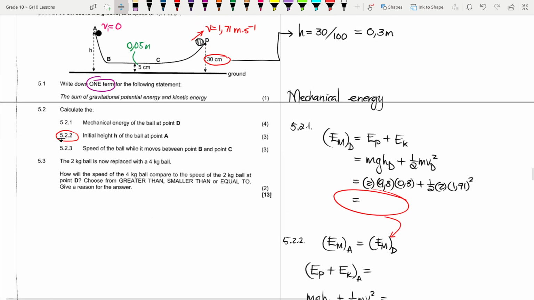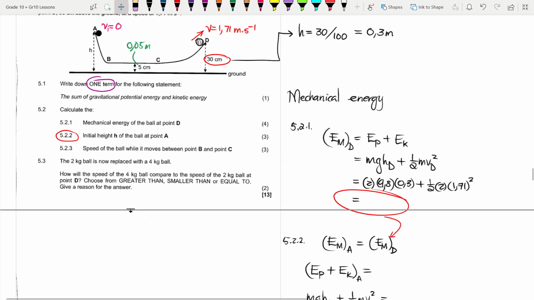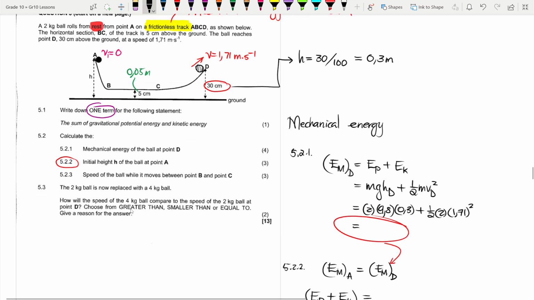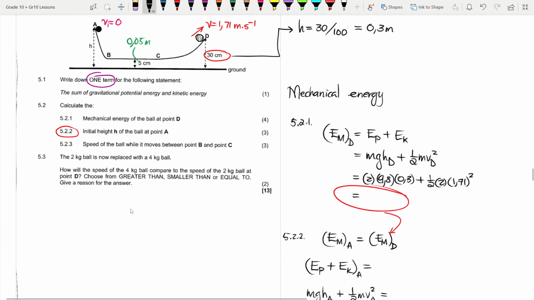And then there is question 5.2.3 saying calculate the speed of the ball when it moves from point B to point C. How do we work that one out? I need to also grab a calculator to find the answer for this one. So we're looking for the speed at point B and C.